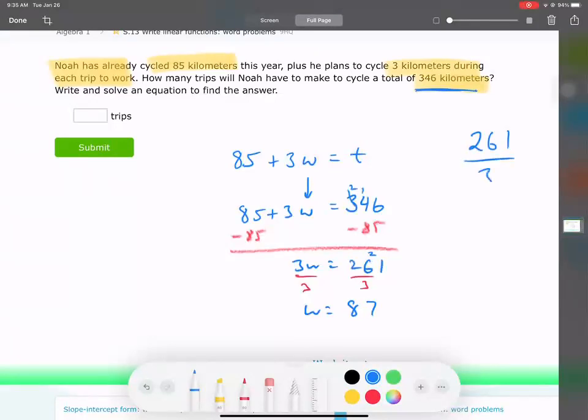261 divided by 3. 3 goes into 2. Nope. 3 goes into 26 though, 8 times. 3 times 8 is 24, right? We still have a remainder of 2 between 24 and 26. And then 3 goes into 21 7 times. Faster than breaking out a calculator. Faster than photomath. Okay, 87 times.